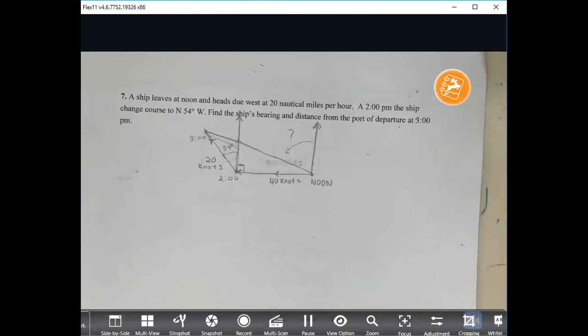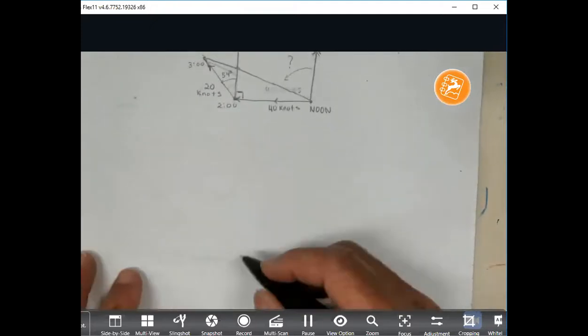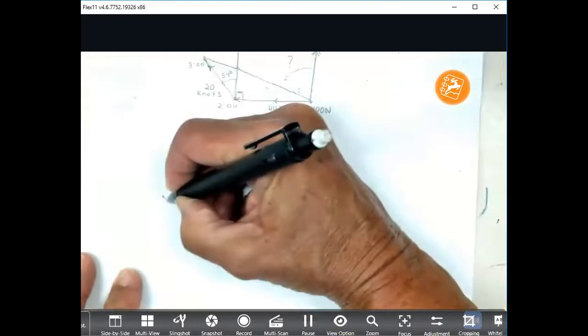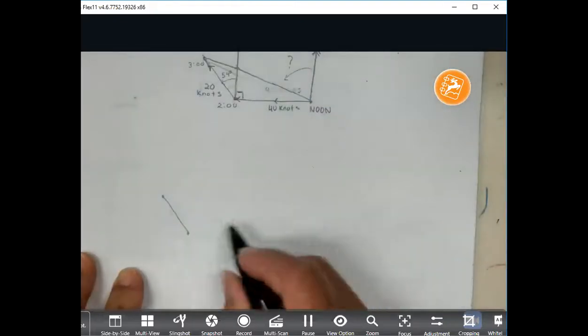Before I start making right triangles, I want to see what I know about what I've drawn so far. How about that? Well, I probably need a bigger picture. I know I do. I've got my 3 o'clock, my 2 o'clock, and my noon.